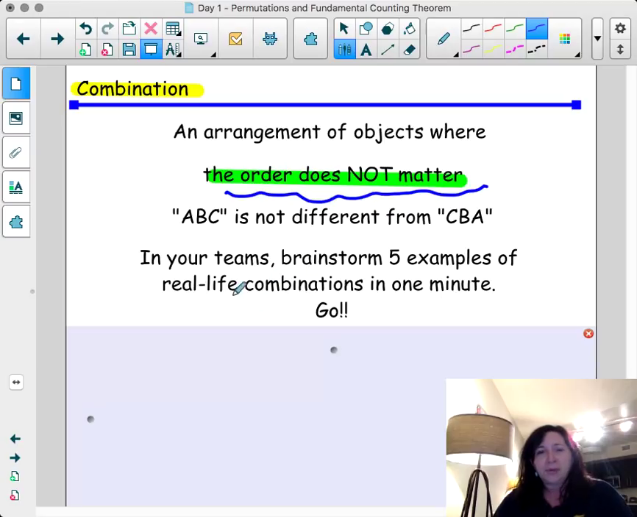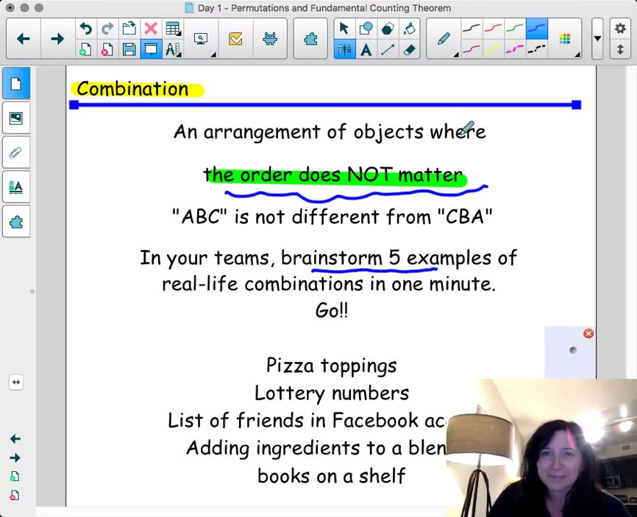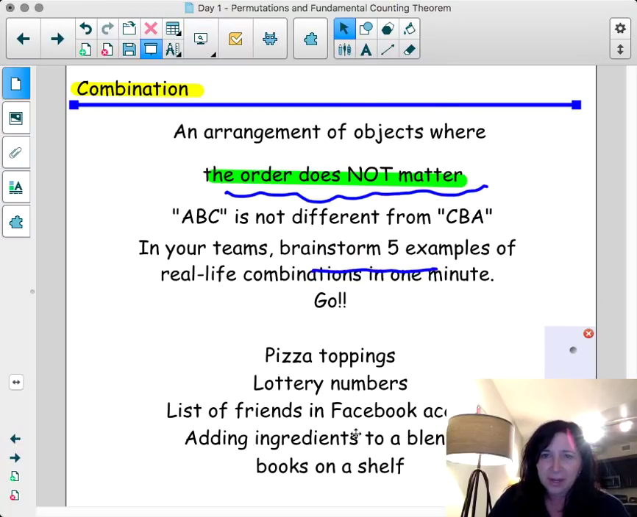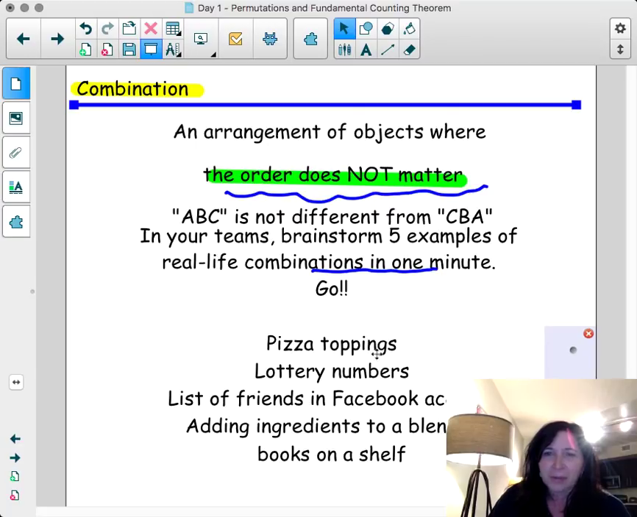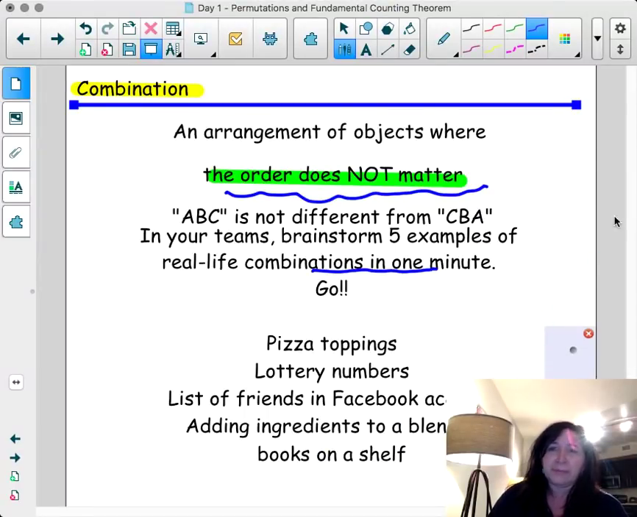If you were sitting around a group of people, you could try to brainstorm maybe 5 examples of real life combinations in 1 minute. So watching the video, you should pause it for a second and try to come up with 5 examples of actual combinations that you can think of. The 5 that I came up with were pizza, because I'm hungry, lottery numbers, a list of friends on Facebook, adding ingredients to a blender, and books on a shelf.